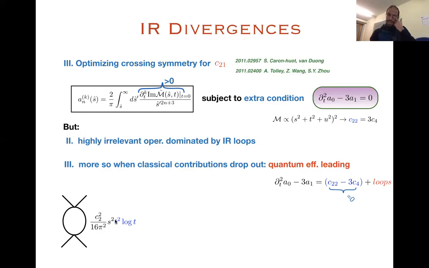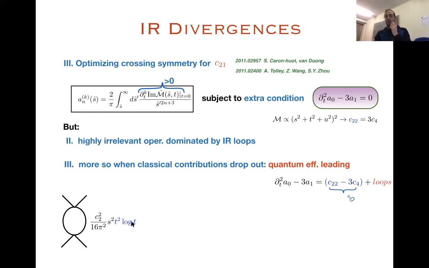So they go like s squared t squared log t. Of course, this power of t has to be there because the t log term is well defined in the forward limit. So when t goes to zero, the amplitude goes to zero. I mean, it goes to a polynomial in s, but it's finite, and its first derivative is also finite. But the second derivative is not finite. So you see, take two t derivatives, then it diverges with the log.